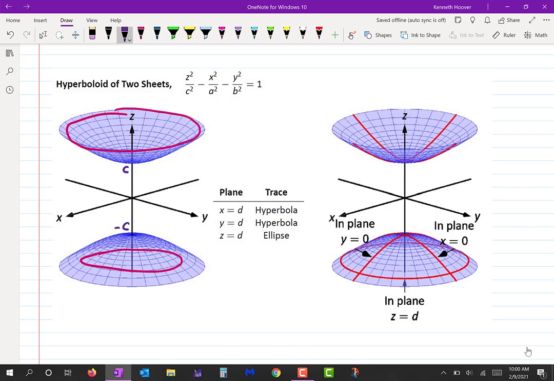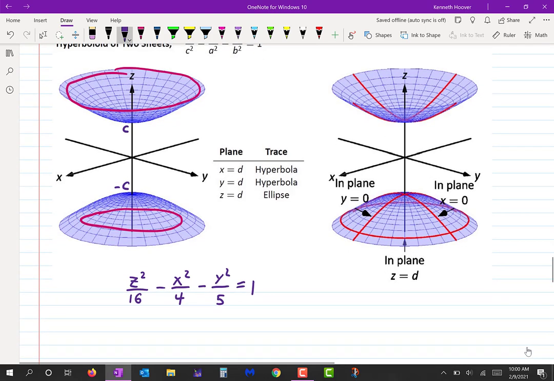And that's because if you were to take a number smaller than c and try to plug it into the equation in place of z, then you're going to get something with no solutions. Let me show you what I mean. Suppose we had z squared over 16 minus x squared over 4 minus y squared over 5 equals 1. So what is c in this case? It's 4, right? 16 is 4 squared.